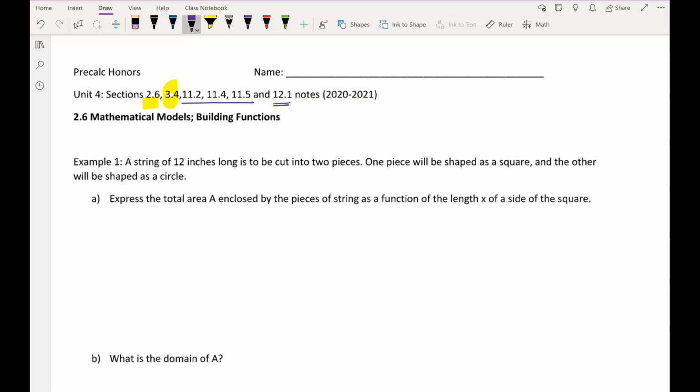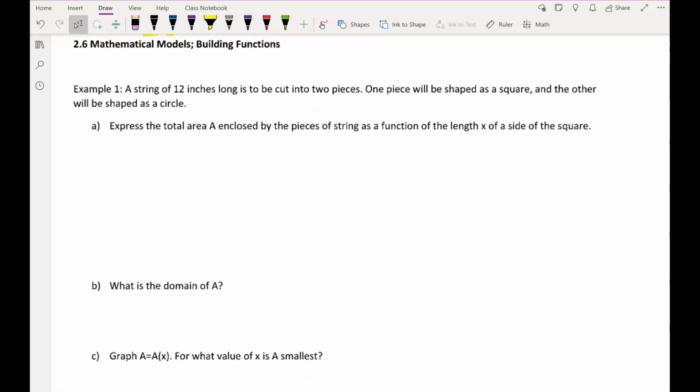So make sure you pay careful attention to each example, all right? Example: a string 12 inches long is to be cut into 2 pieces. It's to be cut into 2 pieces, and we don't know where we're cutting, okay? One piece will be shaped as a square, so we are going to draw a square. A square means every single side is exactly the same, and the other will be shaped as a circle. And again, we don't know how or where we're cutting the string.